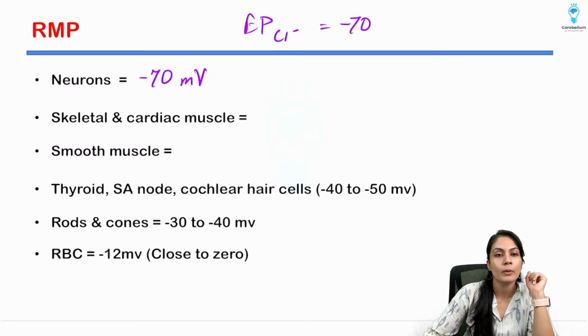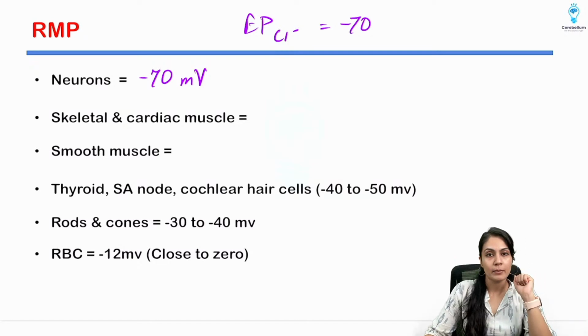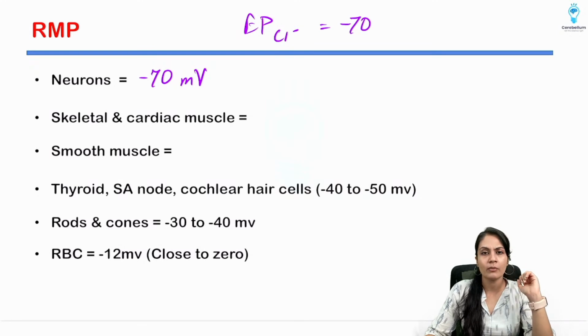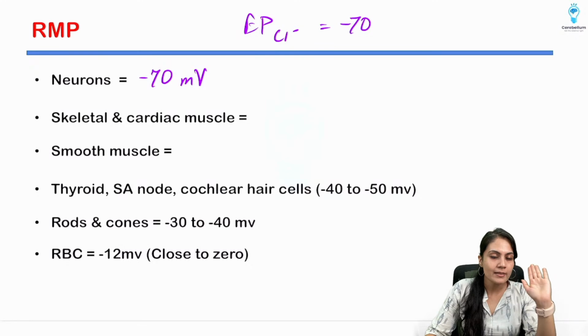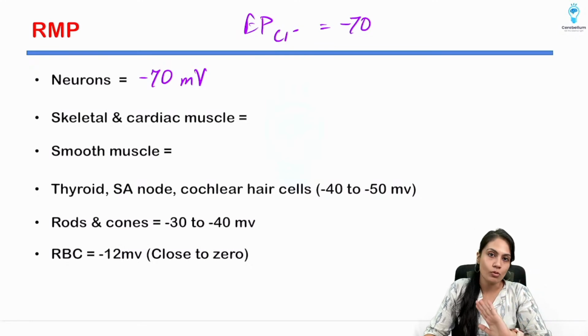Now understand how to remember. The skeletal muscle and cardiac muscle both have similar values. Ganong itself writes two different values in two places. In the CVS chapter, it is written that cardiac muscle has minus 90, and in the general chapter, in the 24th edition, it is written as minus 85. So minus 85 is also correct, minus 90 is also correct.